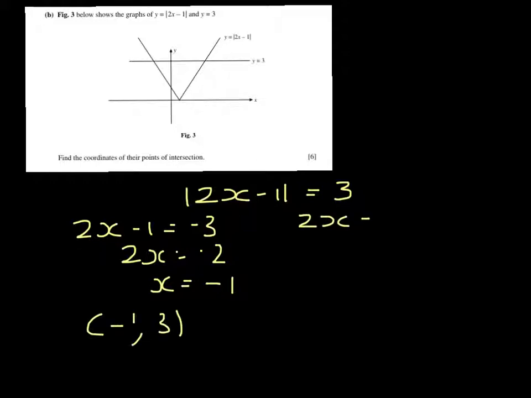And when 2x minus 1 equals 3, 2x equals 4. So x equals 2, so the second coordinate is 3.